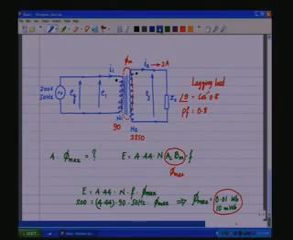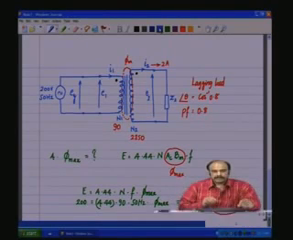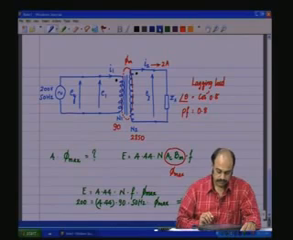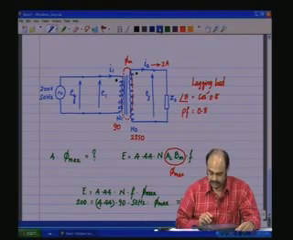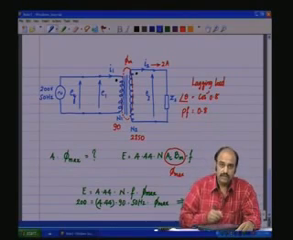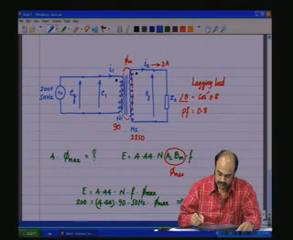So, like this we get the information about the transformer using basically the fundamental law which is Faraday's law of electromagnetism, and also one more law which is Ampere's law. Now, let us draw the phasor diagram for this circuit.